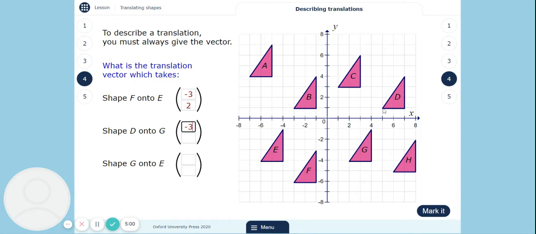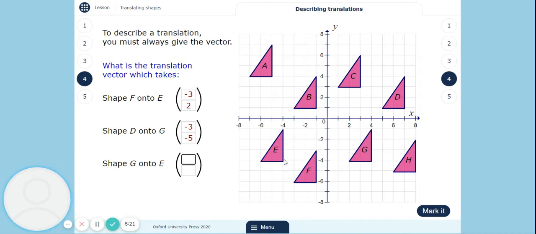And then it's moving down, not up. So it's going to be a minus number again. And then let's have a look. 1, 2, 3, 4, 5. 5 down until I'm level with that. So it's minus 5. And then shape G onto shape E.